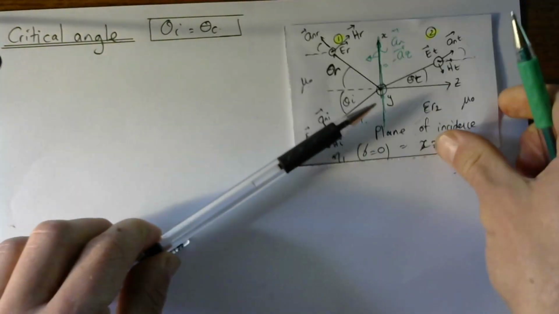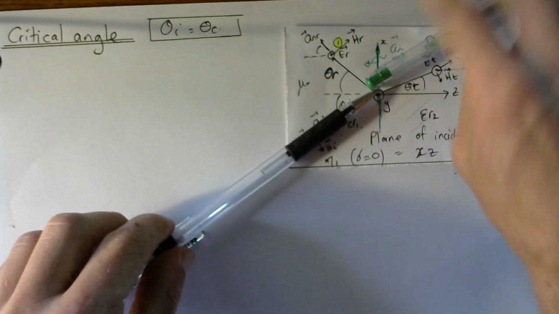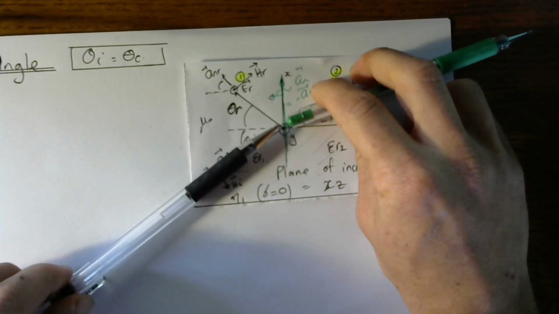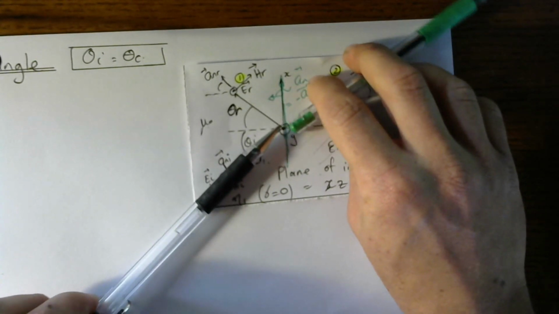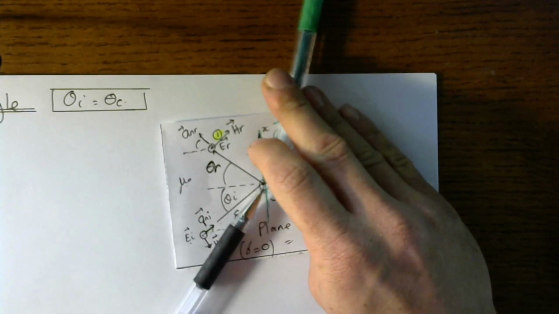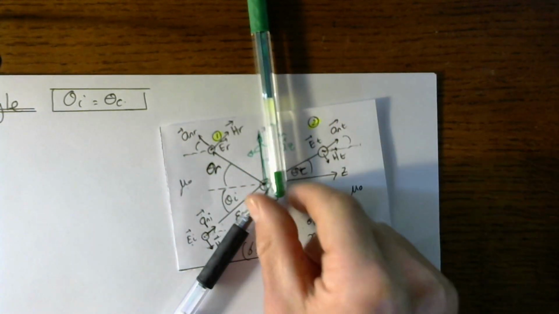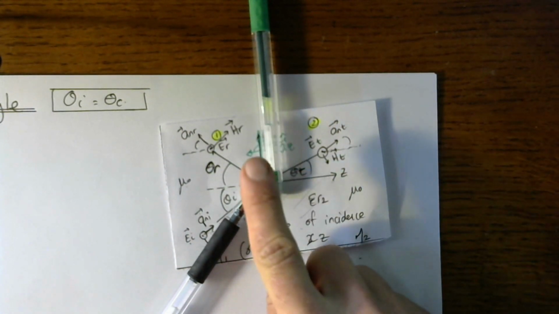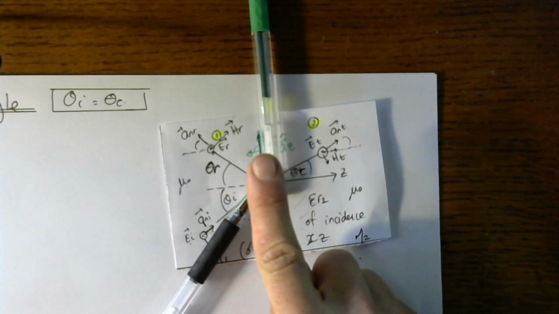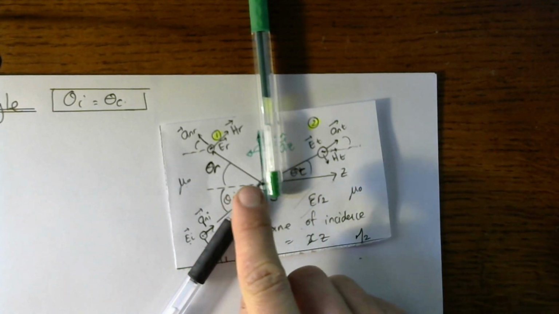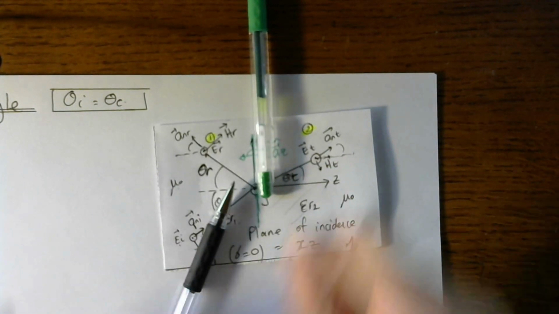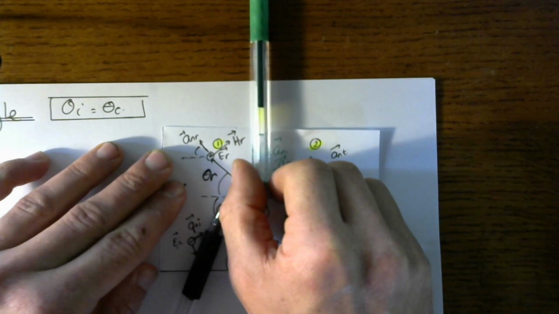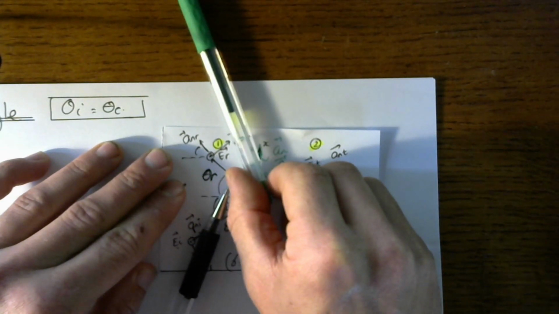So if this angle increases, then so will this angle. It'll increase up to some point where this transmitted angle is pi over 2, 90 degrees, where the transmitted field is running along the interface. And if I increase it even more, then, as we talked about in class, I'll have total reflection, so nothing goes through.